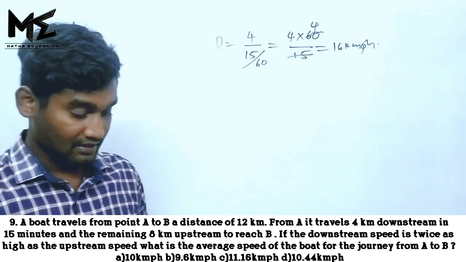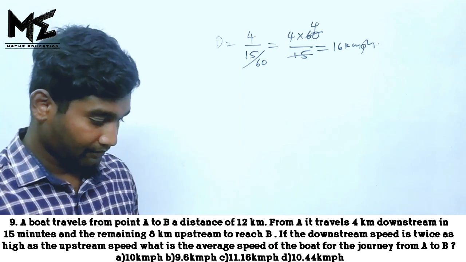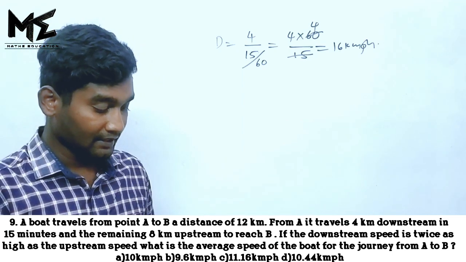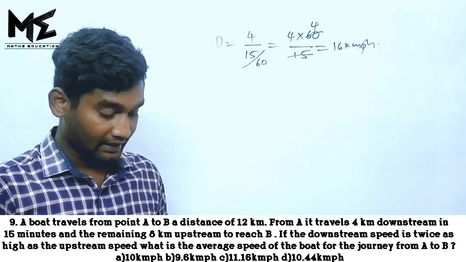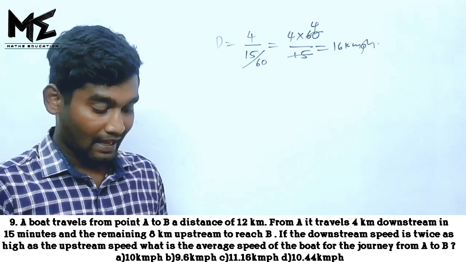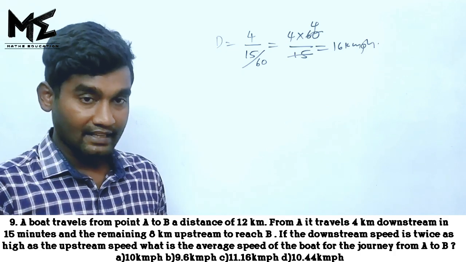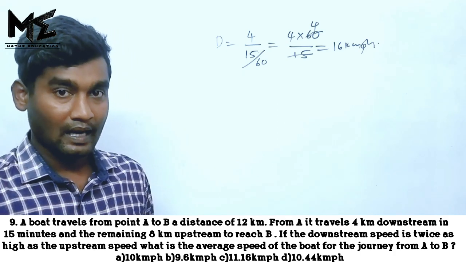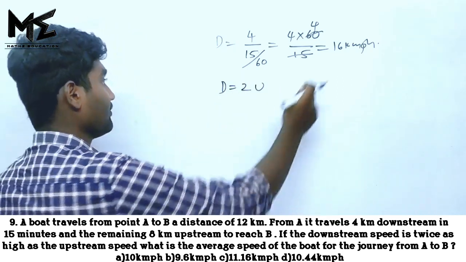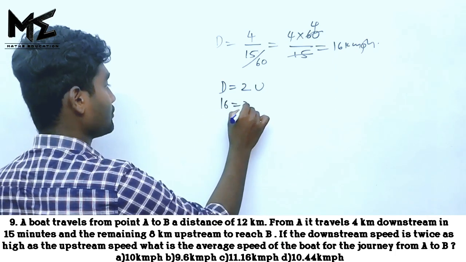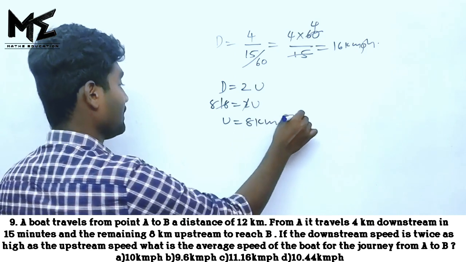So in the question they mentioned downstream is 16 km per hour and the remaining 8 kilometers upstream to reach B. If the downstream speed is twice as high as the upstream. Here we have downstream speed is twice as high as the upstream. That means D equals twice the upstream. We have D already, so 16 equals 2 times U, 2 8s are 16, upstream equals 8 km per hour.